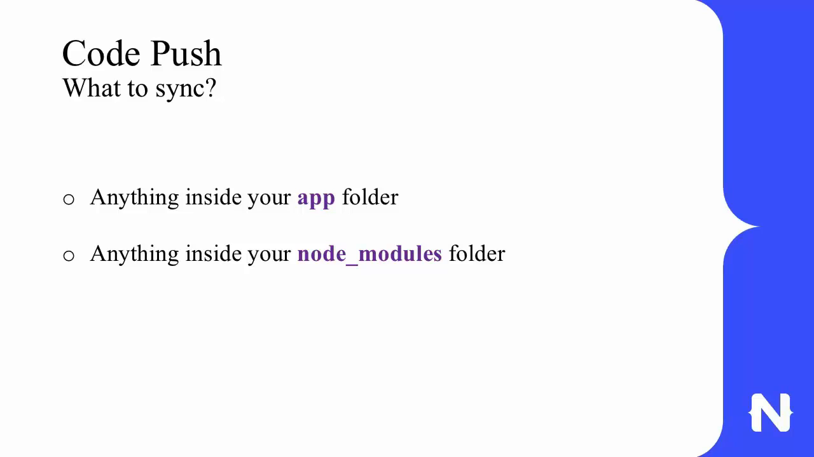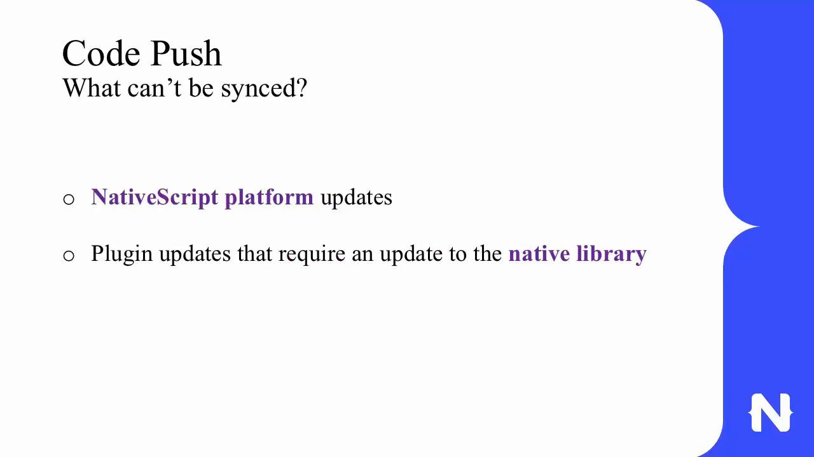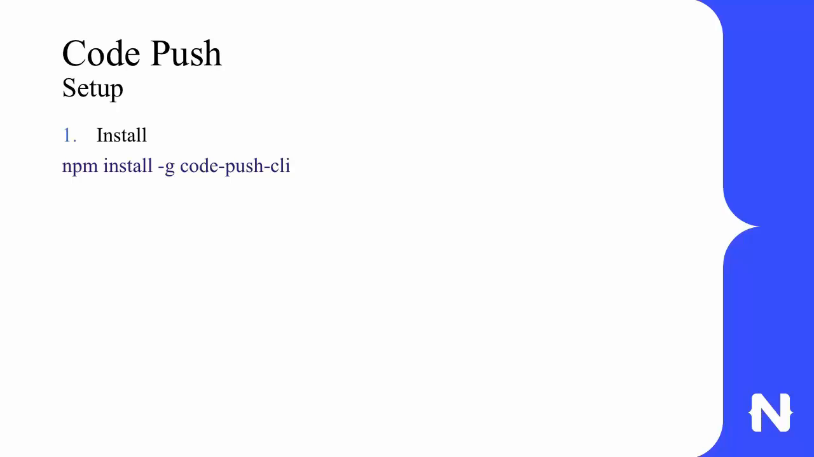And then there is a plugin called NativeScript Code Push, which is not a big surprise, which allows you to push anything that sits inside the app folder or the node modules. However, it won't work if you're trying to make updates to the NativeScript platform, or if any of the updates for your components require changes to the native library, because basically we just have to push the JavaScript code or the HTML, etc. So if you want to use Code Push, first thing you have to install it.